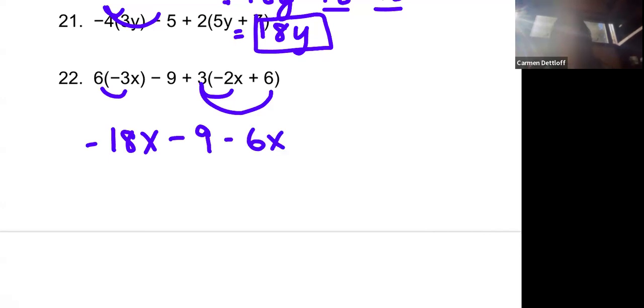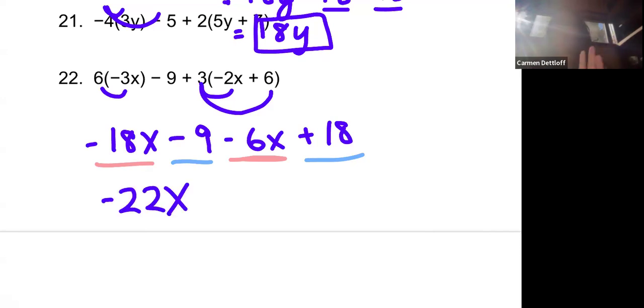And now I'm going to group together anywhere that I can. Let's look for like terms. These both have an x in them right here. So those are like terms. And then I've got negative 9 and positive 18. Those are like terms as well. So I'm going to combine. Negative 18x minus 6x is more negative. So that's going to give me negative 22x. Then I've got 18 minus 9.